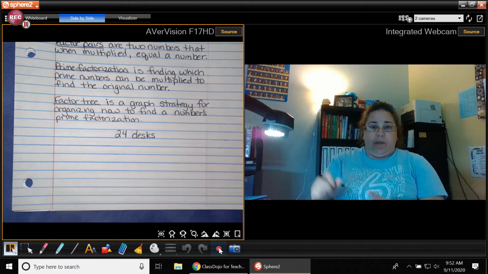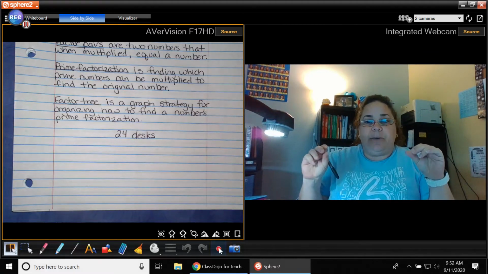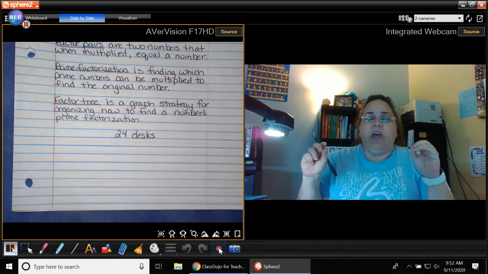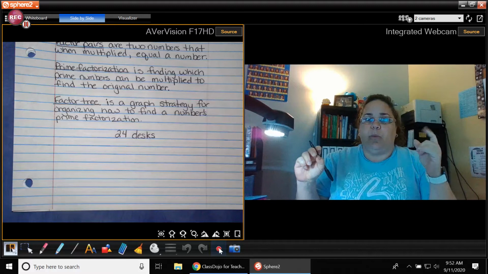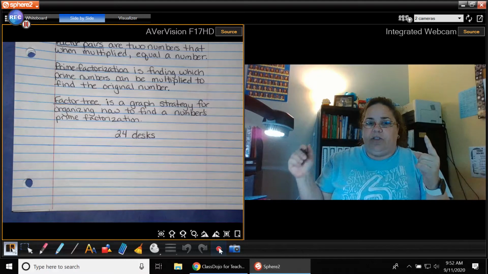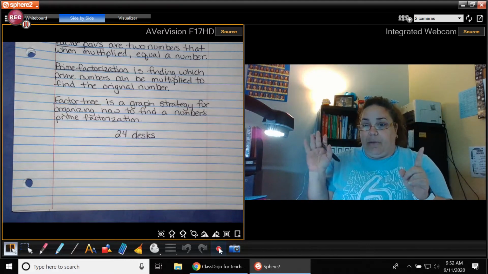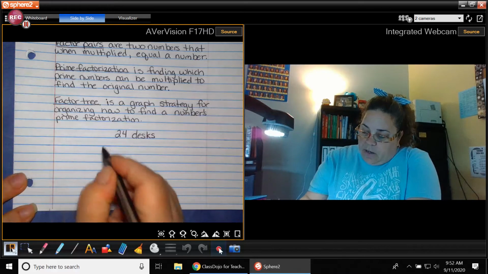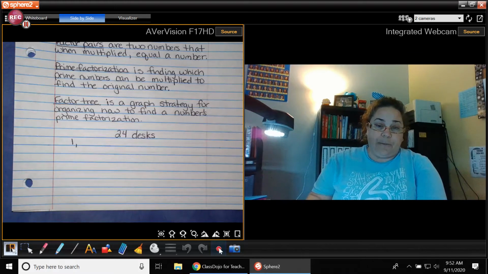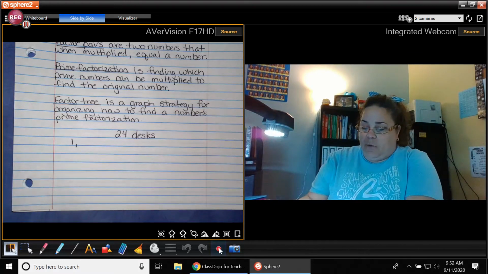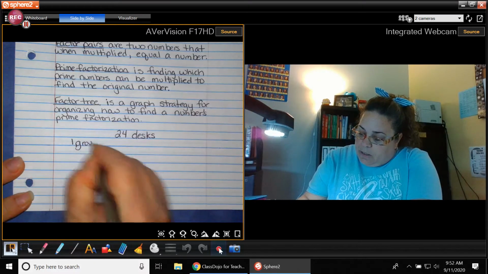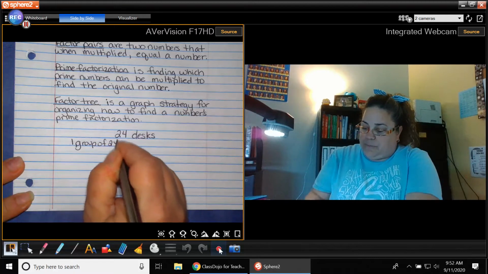How can I group them? Okay, so the best thing to do is start low. When you're thinking about factor pairs, you're going to start low. The first thing I can do is always start with 1, because 1 times something equals every number. So there's a number you can multiply times 1 to get any number. All right, so I'll start with 1. If I start with 1, my factor pair would be 1 and 24. And I'm going to write 1 group of 24.